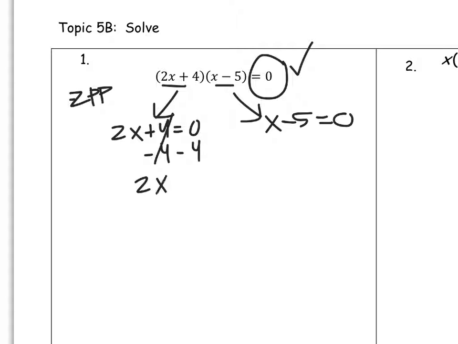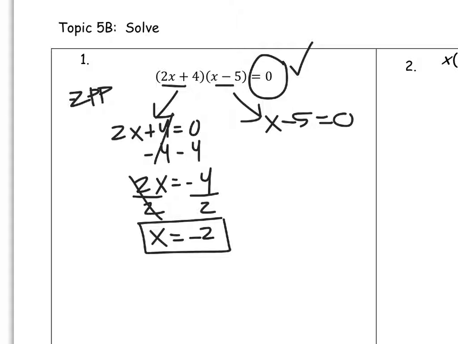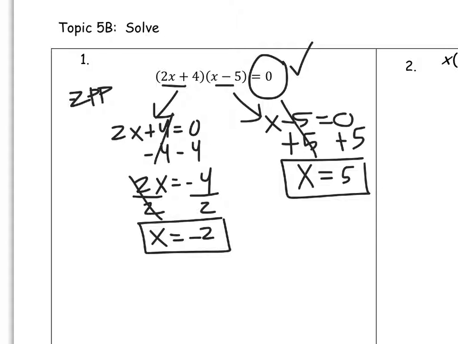And we get 2x equals negative 4, divide both sides by 2, and we get x equals negative 4 divided by 2 is negative 2. That's one solution. I have 2 solutions actually, because on this side I can add 5, and I get x equals 5. Both of these are solutions. All right.